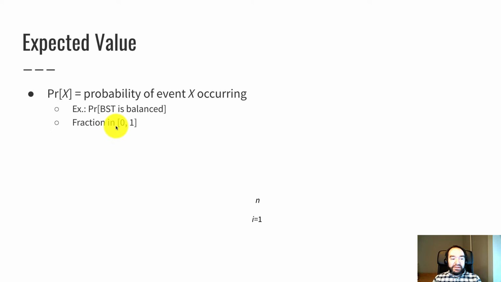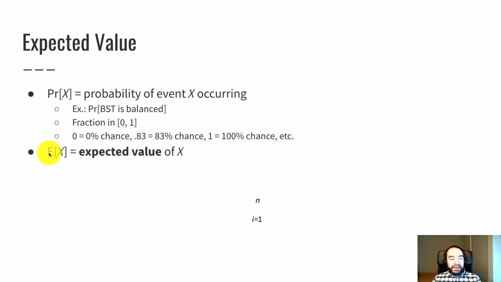Probabilities are always fractions in the range 0 through 1. So 0 means no chance at all, like a 0% chance. A probability of 0.83 corresponds to an 83% chance, pretty likely but not sure. And a probability of 1 means a 100% chance, it's certain to occur.